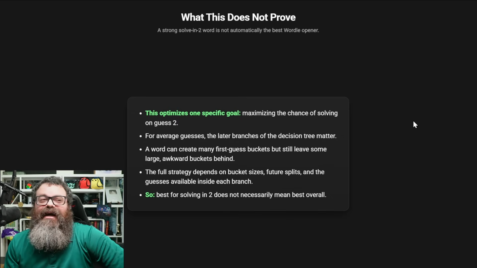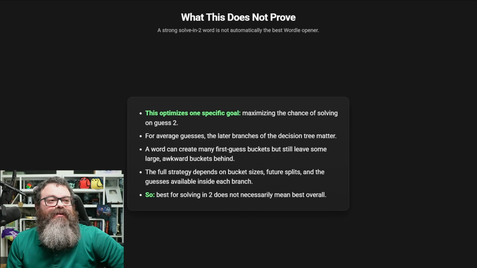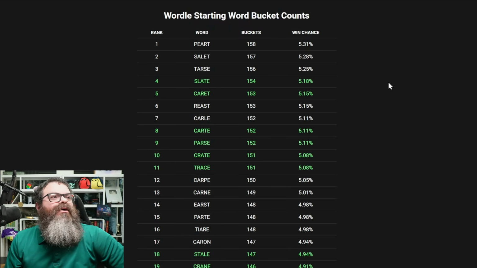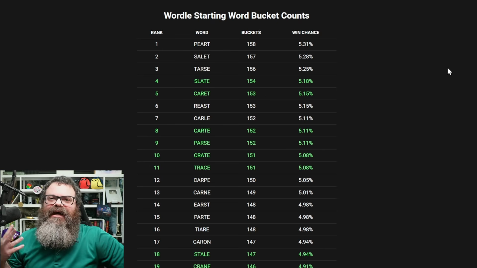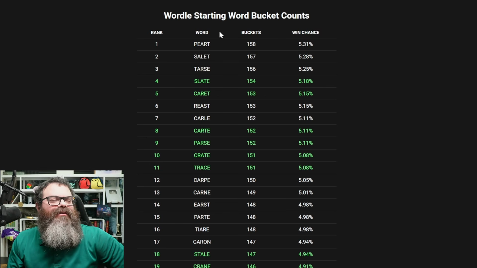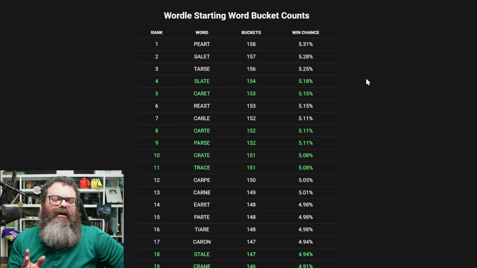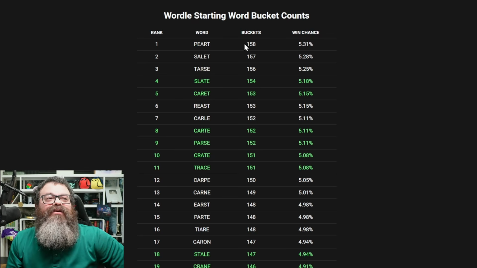All right, well, with all that said, drum roll please, here are the results. We've got pert as the winner. Pert means lively or excited. Someone is feeling very pert. Now, what does this color coding mean? Well, the white words are not actually on the answer list. So if you start with pert, it creates 158 buckets, which is the most buckets.